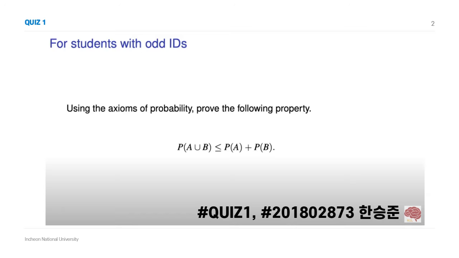The Quiz 1 says, using the axioms of probability, prove the following property. So, probability of A union B is smaller than or equal to probability of A plus probability of B. So, here we go. Get ready for this fun.